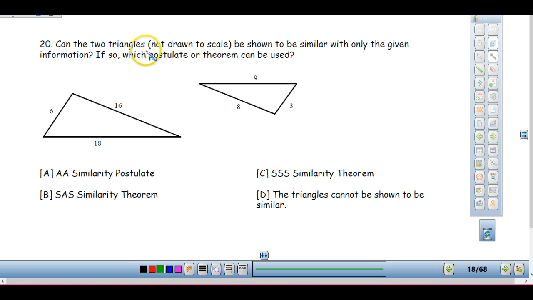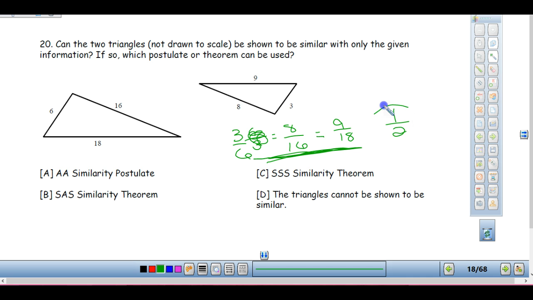Okay, again, we have three sides. Are they going to be proportional? 6 goes with 3, 8 goes with 16, and 9 goes with 18. So yes, they are all 1/2, or actually, sorry, this one was upside down. This one should be 3 over 6. So they're all 1/2 for my scale factor. Again, side, side, side works.